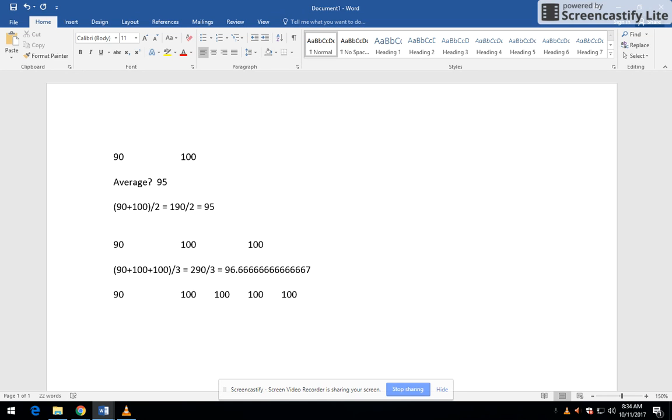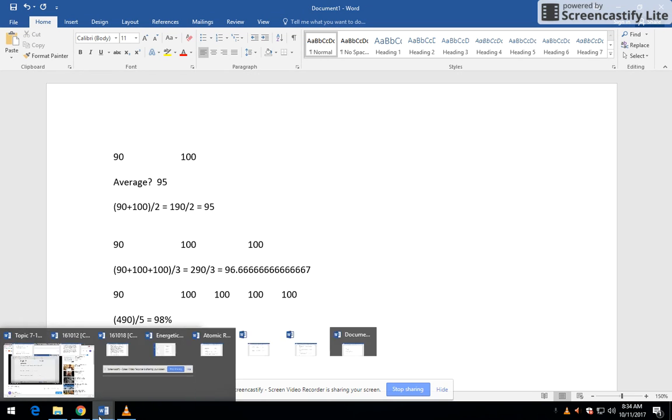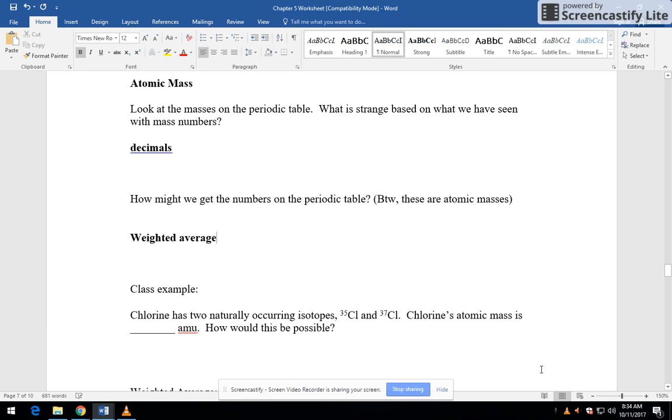Based on the old math way to do it, that would be 490 over five grades that we have now, and that's a 98. Okay, so there's a really good score, right? 98, you got 400s and a 90. But I want to show you another way that you can do this in just a moment. Let's apply this back to our notes. And there we go.